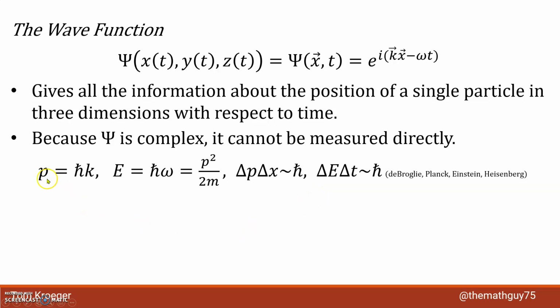So this first equation here is the momentum, which is equal to h bar times the wave number, and h bar is known as Planck's constant. The energy is h bar times omega, which is also the momentum squared over 2m. That comes from the kinetic energy formula, 1/2 mv squared, which we learned in high school physics. The change in momentum versus the change in position is proportional to h bar, as is the change in energy and the change in time. This comes from Heisenberg's uncertainty principle, if you're familiar with that.